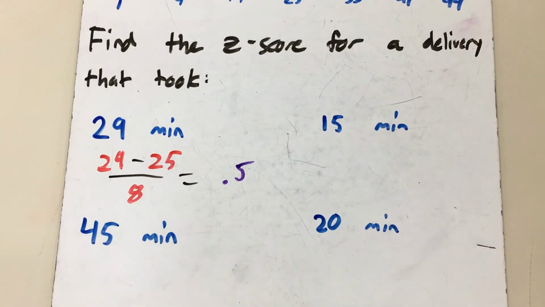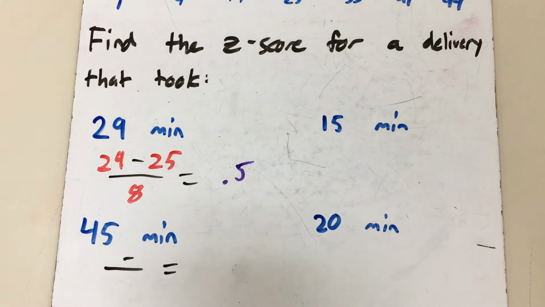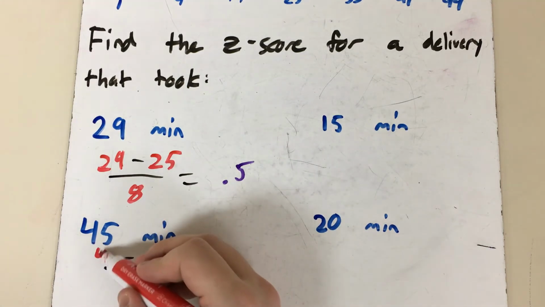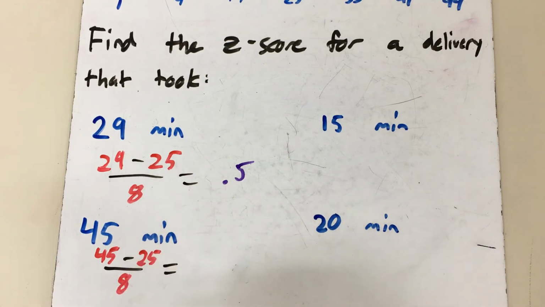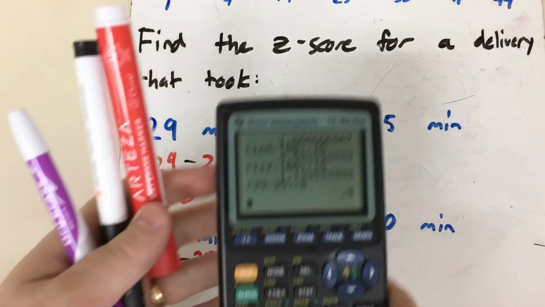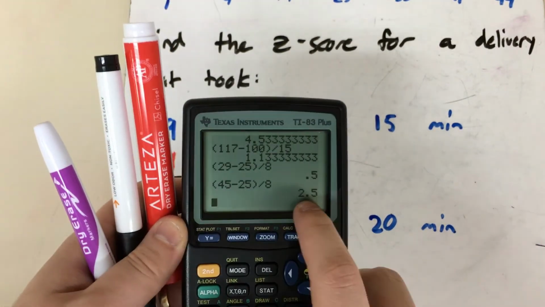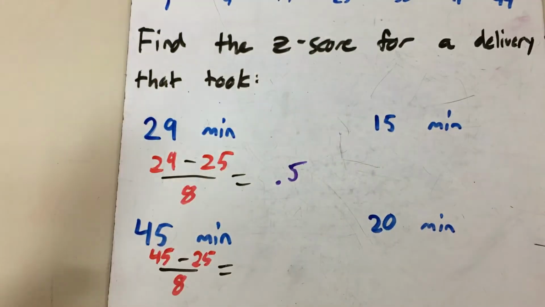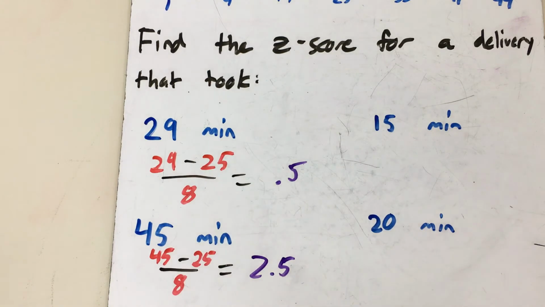If I come down here to 45 minutes, I would need to write in 45 minus our mean, which is still 25. Our standard deviation is still 8. Notice how once you're given these two numbers, they have the same spots in the actual calculation that you're doing every single time. They don't change. 45 minus 25, all divided by 8. That is 2.5 standard deviations above the mean. So that's positive 2.5.